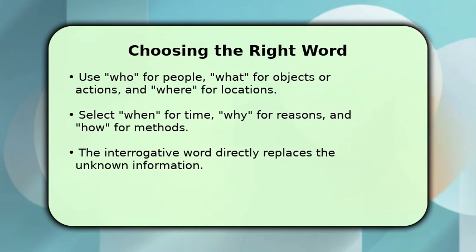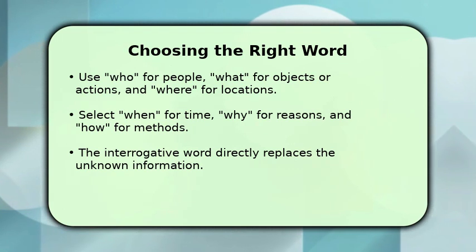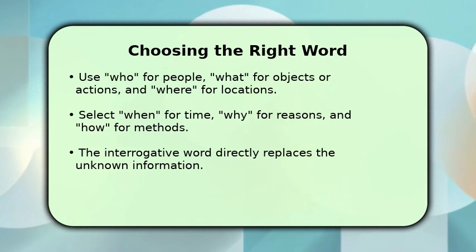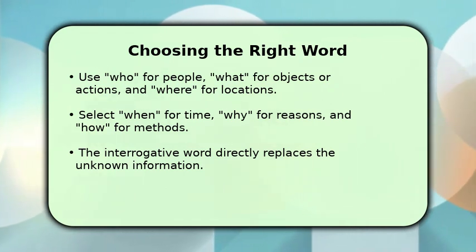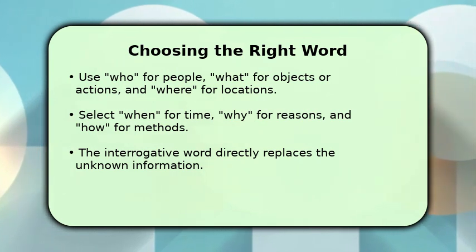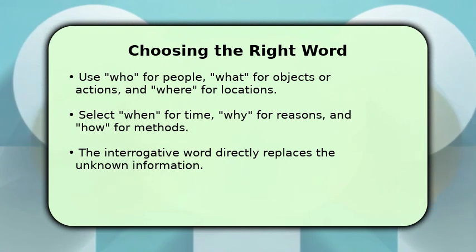Next, select the appropriate interrogative word. If you're asking about a person, use who. For an object or action, what is your choice. Locations require where and times need when. To understand a reason, use why, and for a method, how is perfect. This choice is critical for directing your question accurately.